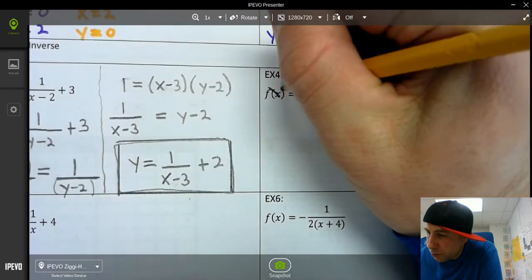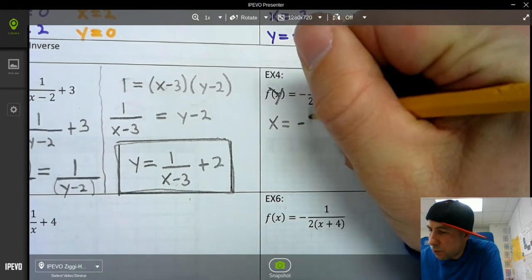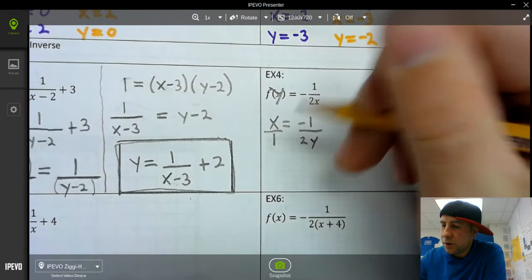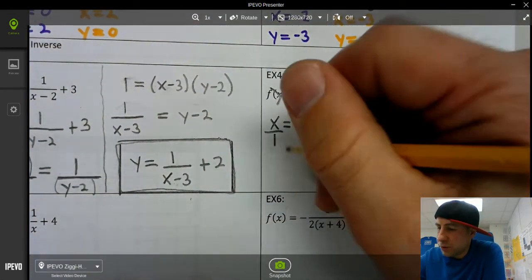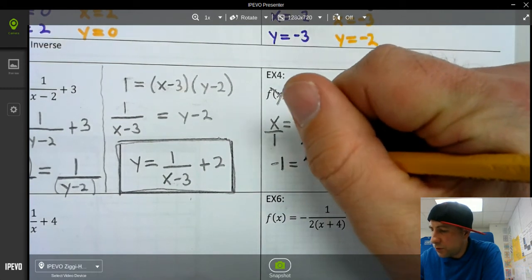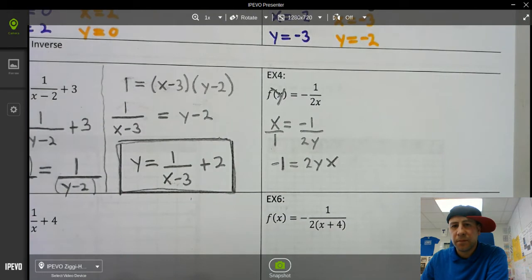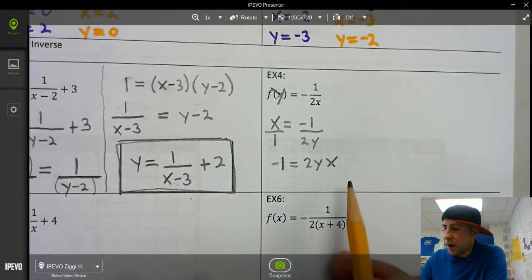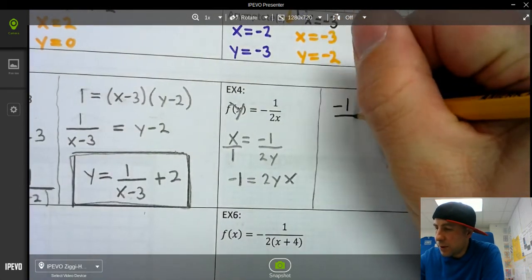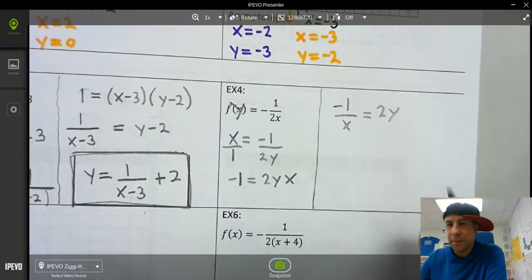All right, so we're going to change f of x to y, and then switch x and y. So x equals negative 1 divided by 2y. We put a 1 under the x, and we're going to cross multiply. So 1 times negative 1 is negative 1. And then 2y times x is 2yx. Okay, so now we're going to divide both sides by x. So you get negative 1 divided by x equals 2y.